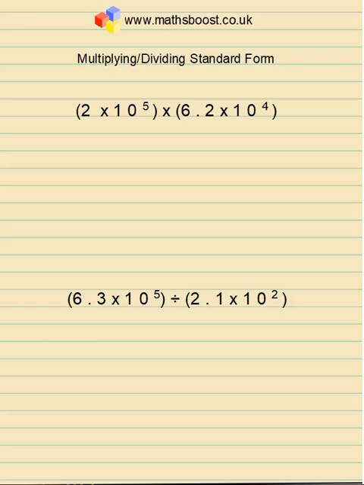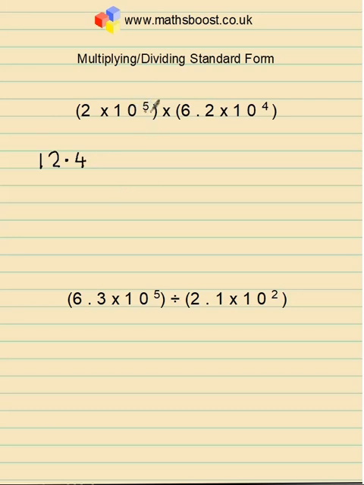I'm going to look at these separately in so much as, first of all, I'll do the 2 times 6.2. Now that might be a problem in and of itself if it's a calculator paper, but I've picked nice numbers. 2 times 6.2 is going to be 12.4.